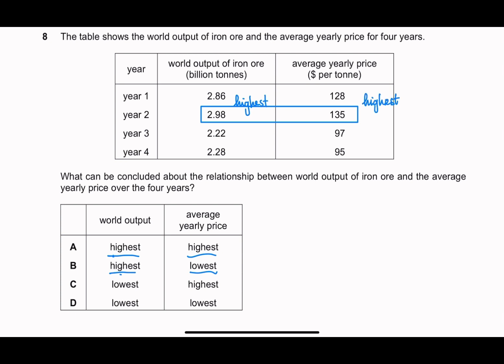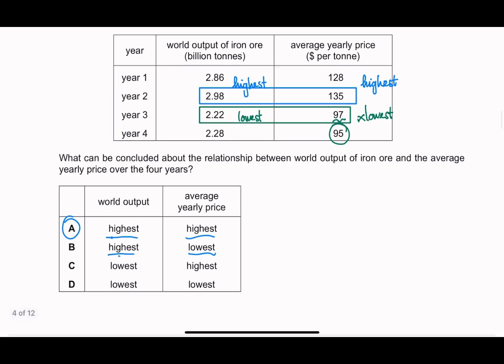So the A option is likely to be the answer, but we could also check if the lowest output, which is 2.22, generate the lowest price. So they give us 97, but that's not the lowest price. The lowest price is 95. So the lowest output does not generate the lowest price. So the answer here is just A.